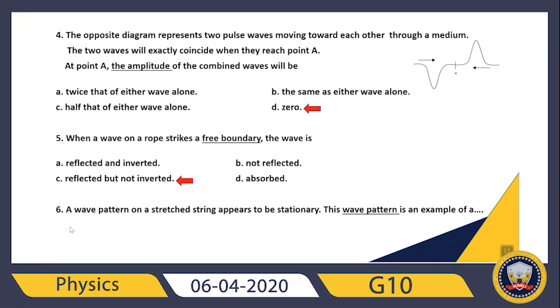Number 6. A wave pattern on a stretched string appears to be stationary. So the wave pattern is an example of a longitudinal wave, non-periodic wave, pulse wave, or a standing wave. We have said before that this kind of wave is called a standing wave. So it will be an example of a standing wave.